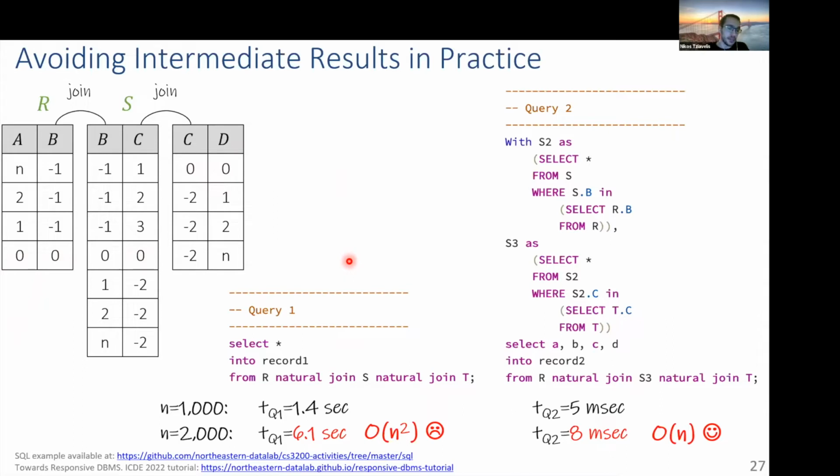And the database, PostgreSQL in this example, is not able to do it efficiently. If we write a simple query, it essentially does a quadratic computation. But if we write an equivalent query, with some hints to the optimizer on how to avoid intermediate results, then this can be done much, much more efficiently, in linear time in the size of the database. And we will see later in the tutorial exactly how this works.